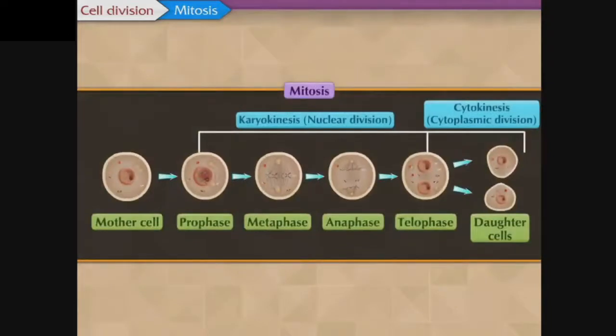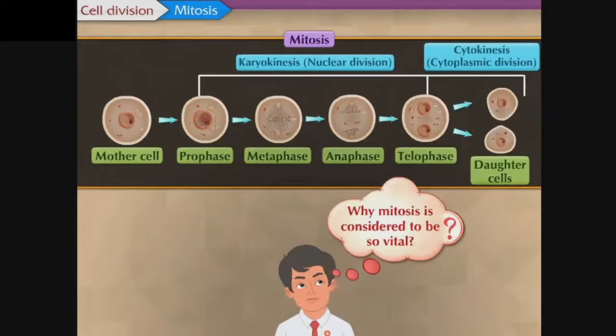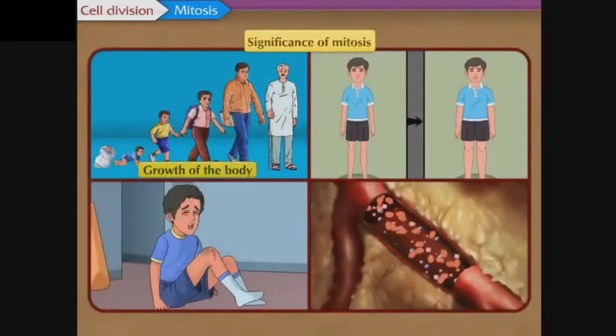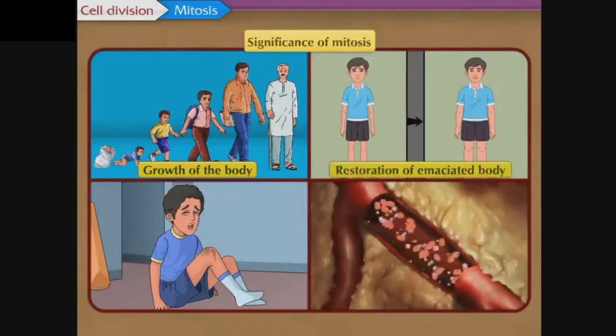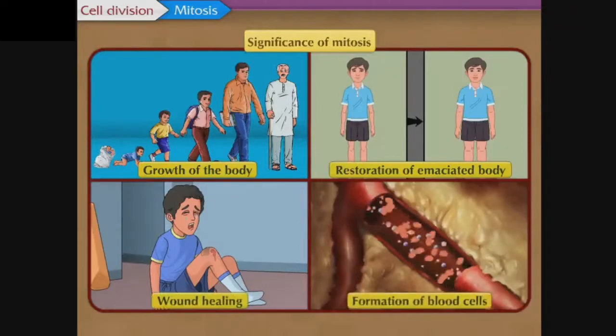After a detailed study about mitosis, can you tell why this process is considered to be so vital? Mitosis is essential for the growth of the body. Besides, it is also necessary for the restoration of emaciated body, wound healing, formation of blood cells, etc. Come, let us now proceed to learn about another type of cell division, that is, meiosis.